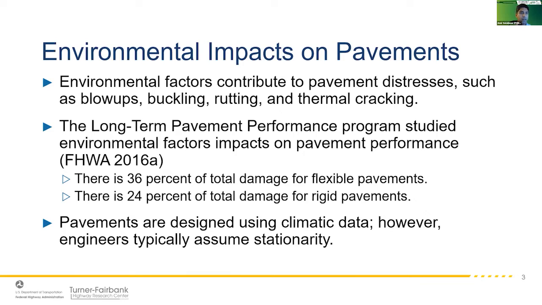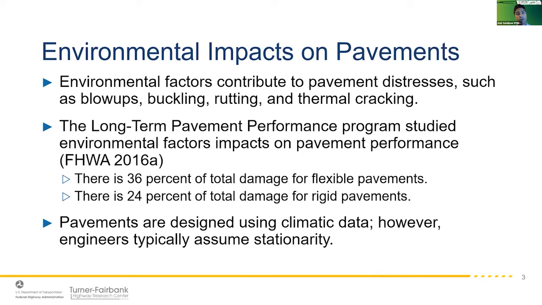Some of the environmental impacts, it's important to recognize them, especially for our pavement and infrastructure. This study was done at Turner Fairbank Highway Research Center by the LTPP program, Long-Term Pavement Performance Program, and showed that about 36% of total damage for flexible pavement comes from environmental factors. And for rigid pavement it was about 24%. So it shows us how much of our damage comes just from environmental factors, not related to load or anything else.